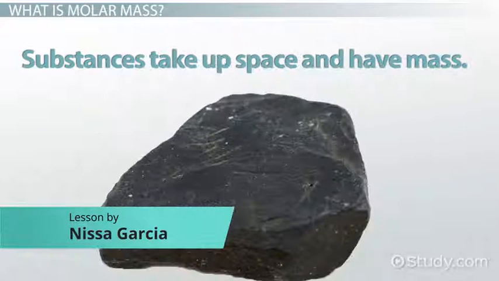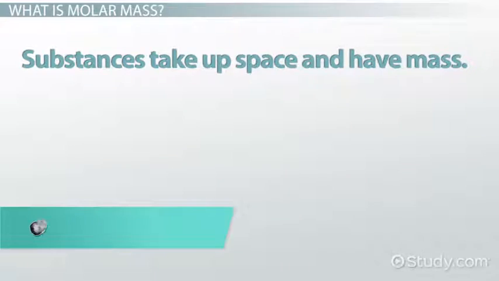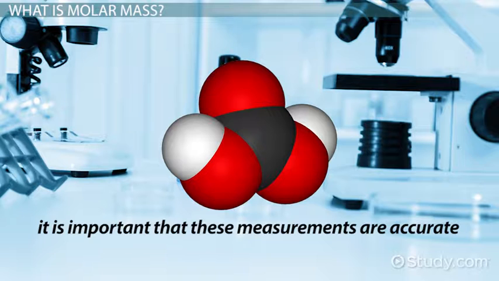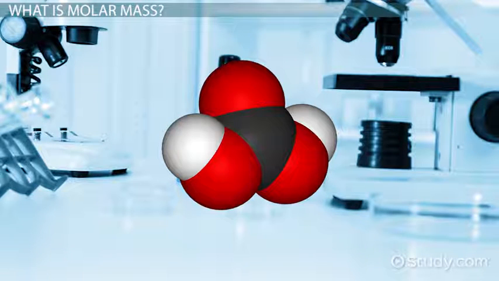Substances take up space and have mass. Molecules which make up substances often need to be measured in experiments, and it is important that these measurements are accurate. But how can we measure something so small in an accurate way? How do we normally measure molecules?